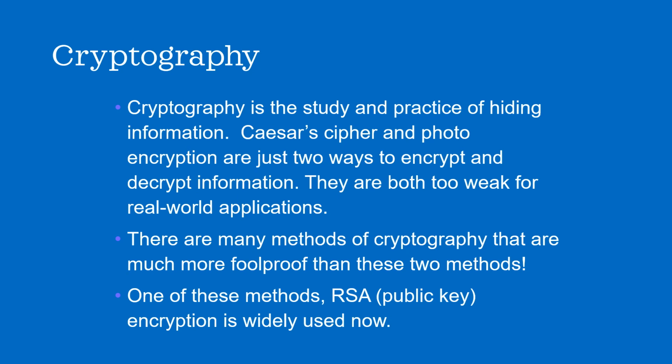Cryptography is the study and practice of hiding information. Caesar cipher and photo encryptions are just 2 ways to encrypt and decrypt information. They are both too weak for real-world applications. There are many methods of cryptography that are much more secure.